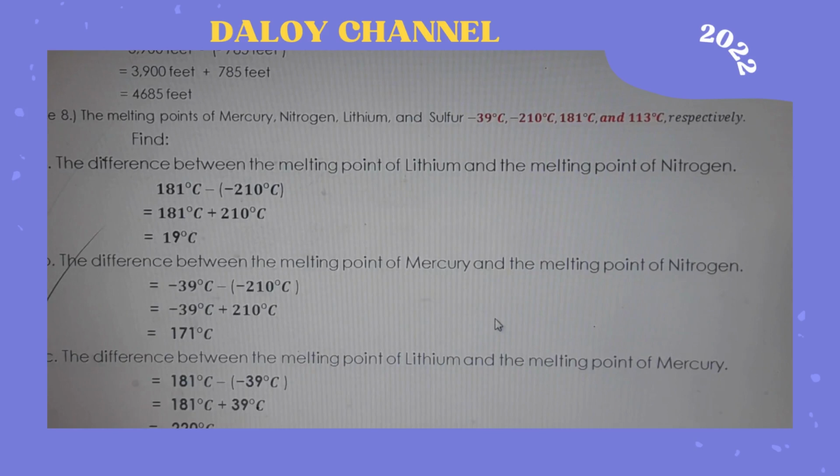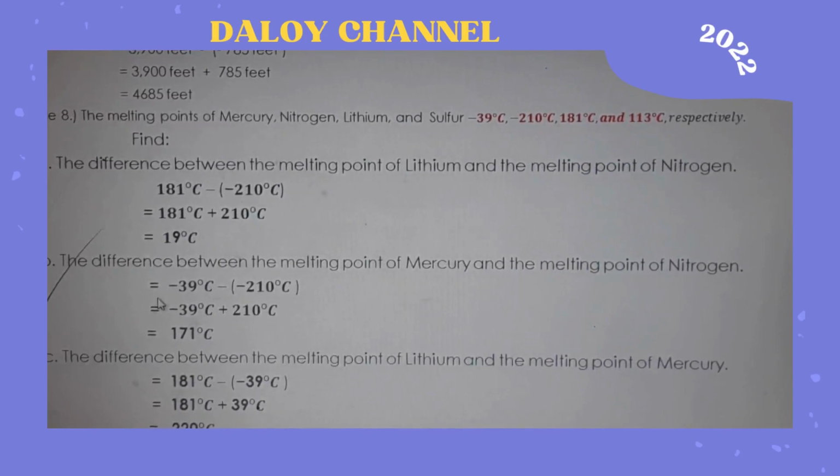Again, there's a correction here. By distributing the negative sign to the minus sign, it becomes positive 210 degrees Celsius, which will be directly added to 181. So instead of 19 degrees, will you please correct it? The sum of 210 plus 181, so we have 391 degrees Celsius as the answer.